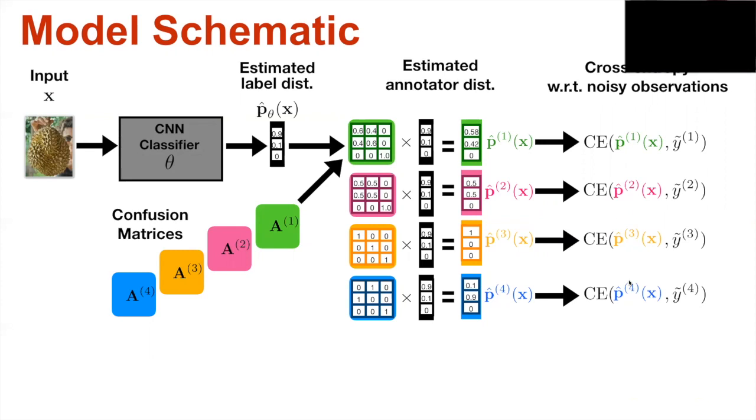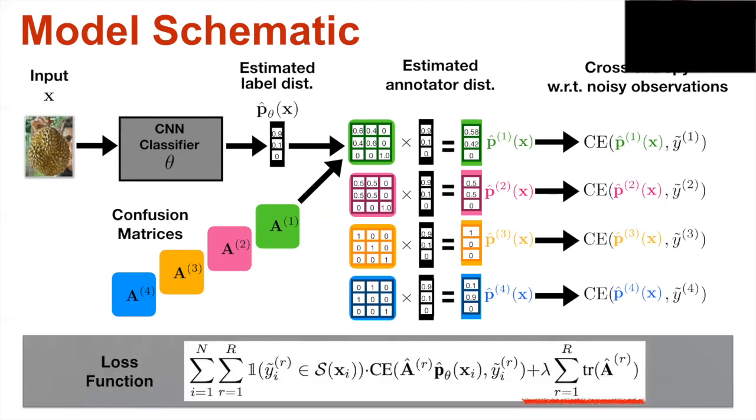And during training, we minimize the sum of the cross-entropy losses to learn the parameters of the CNN classifier and a set of confusion matrices, but purely based on noisy observations, Y tildes, and a set of images. But there is an issue with naively minimizing the cross-entropy losses. Specifically, this optimization is completely ill-defined.